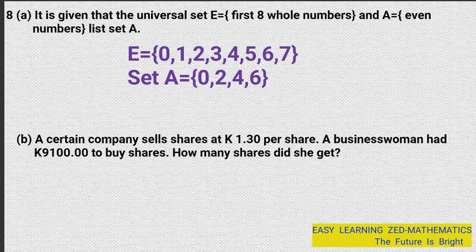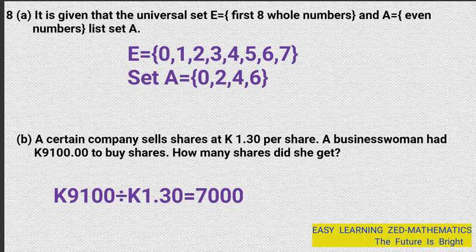So we can say 9,100 divided by 1.3 kwacha. When you divide that, if you're allowed to use a calculator in the exam, you can just punch in these numbers and it will give you the answer. So the shares the businesswoman bought were 7,000 shares. So the businesswoman bought 7,000 shares with 9,100 kwacha when the shares were sold at 1.3 kwacha.